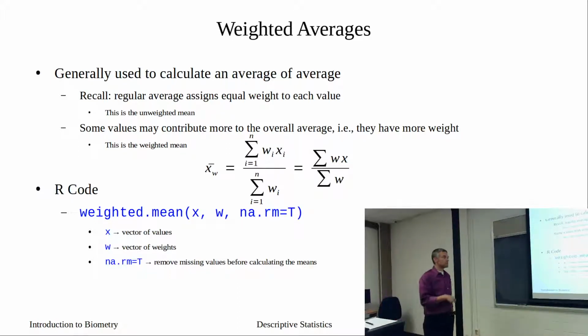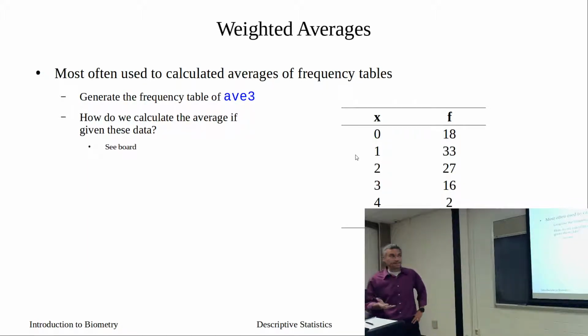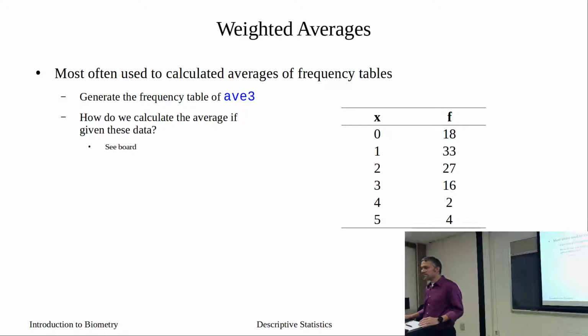So the weighting comes with our sum. Instead of just taking the sum of the x, we take the sum of the x's weighted by whatever weight we assign. Normally we use this with frequency tables, so with count data, I should say with discrete data. So here's a frequency table of AV3. First, make sure your vectors are created. Use our Markdown or RStudio R to make sure that this is the frequency table that you get.